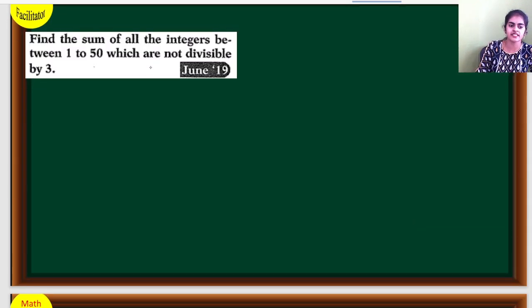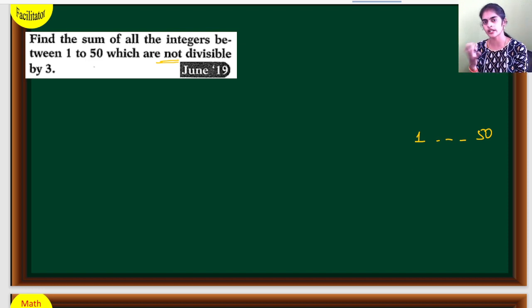Find the sum of all integers between 1 to 50 which are not divisible by 3. Firstly, let us find what are divisible by 3, because for not divisible you cannot find any pattern. For those divisible, you can find the pattern. The pattern is 3, 6, 9, and so on till the last number, 48.